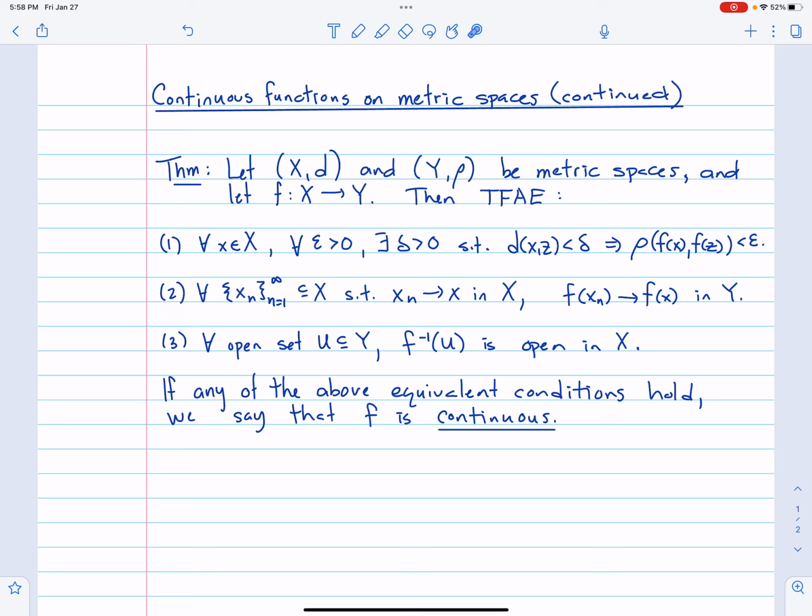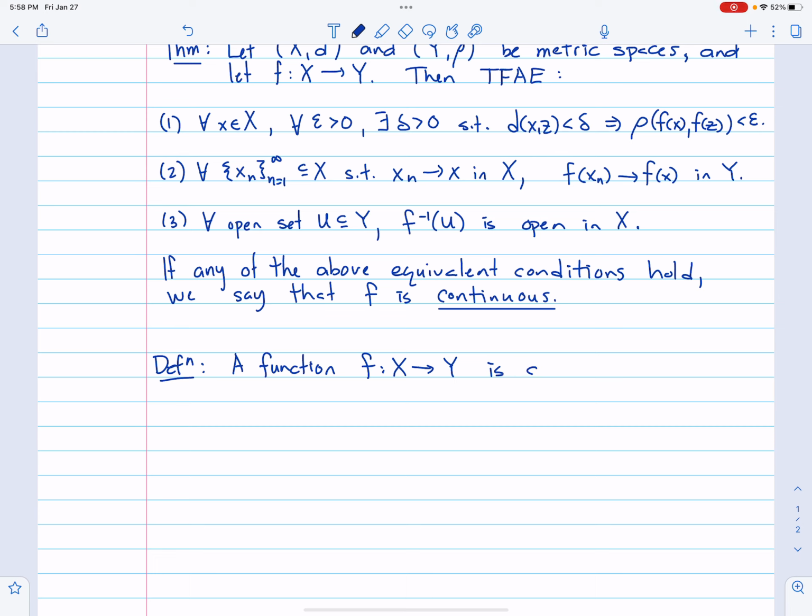Okay? So at the end of class, we defined something which I think is worth restating, and that is a function f from X to Y, where here X and Y are both metric spaces, is called a homeomorphism if f is bijective and both f and f inverse are continuous.